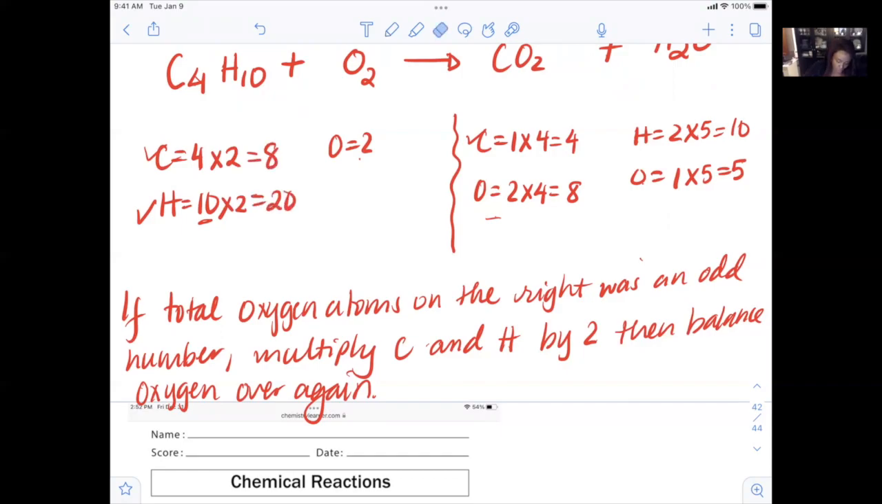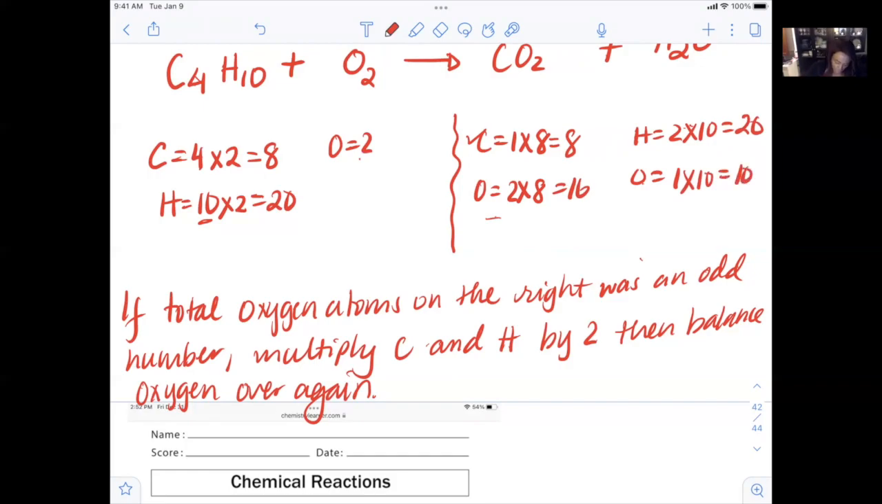Now my goal for carbon and hydrogen is double what I started off with. The carbon now has to be 8. The hydrogen now has to be 20. So now I'm going back with that in mind, and I'm going to change all of these right here, because I have a new target for my carbon and my hydrogen. My carbon is now 8, so 1 times 8 to make 8, and 2 times 8 to make 16. Hydrogen, my target is 20, so 2 times 10 to make 20, and 1 times 10 to make 10.